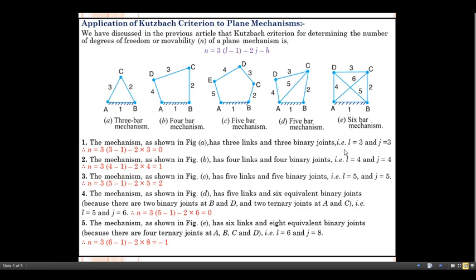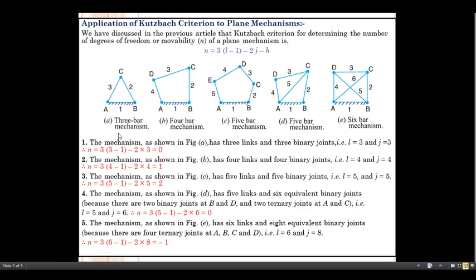Okay, so in this way we can get the number of links from this mechanism as 3, as well as the number of binary joints as 3. Now if you look towards this relation given, n equals 3 times (L minus 1) minus 2j minus h. We'll discuss this higher pairs in the coming session. So 3 will remain as it is.